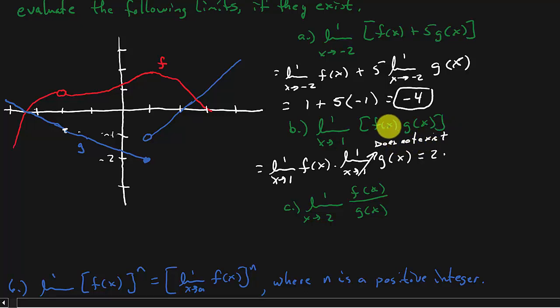And so that means this limit does not exist, because I can't multiply times something that does not exist. All right, and then what about this one?